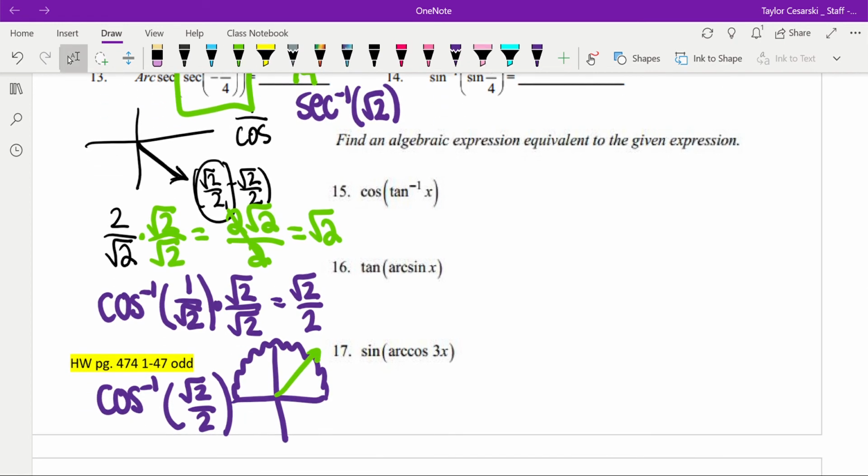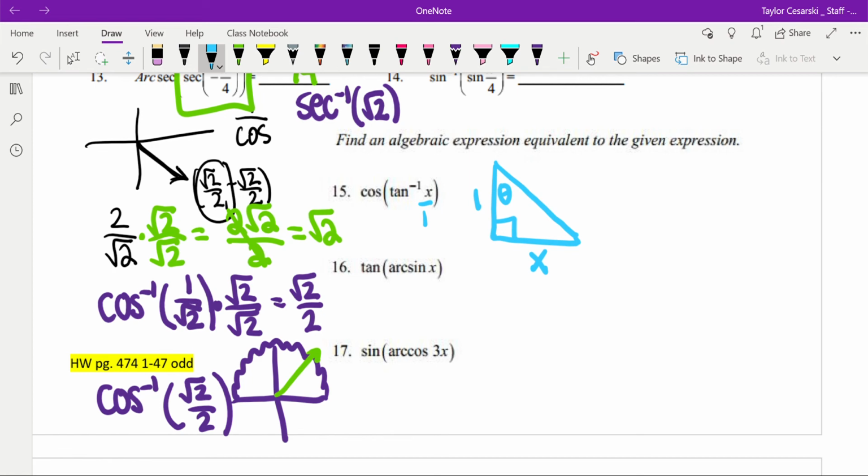I am going to go through all of 15, 16, and 17 because those are a little bit more complicated. These are going to involve right triangles. It says cosine of tangent inverse of x. So I'm going to go ahead and draw a right triangle. It doesn't really matter where you put your theta, but I'm going to put it on top for consistency's sake. Tangent inverse of x. Tangent is opposite over adjacent, so I'm going to write this as x over 1.